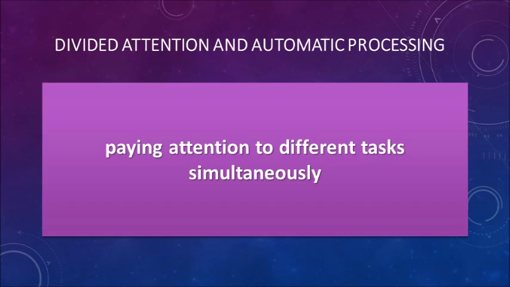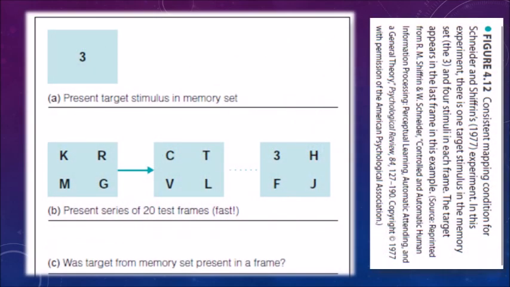Now we will talk a bit about divided attention and automatic processing. Divided attention is about paying attention to different tasks simultaneously. For example, if you are asked to hold a number in your memory, and then you are shown a number of frames with distractors and asked to see if the number you already have in your memory is present in any of these frames. What will happen? You will experience the divided attention.